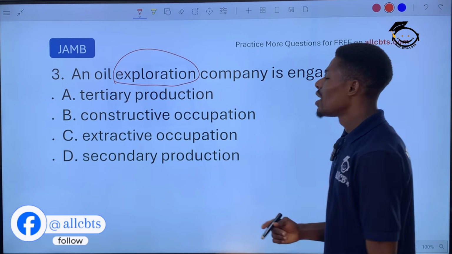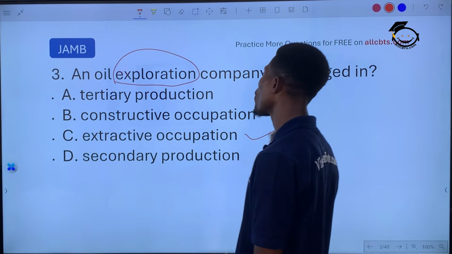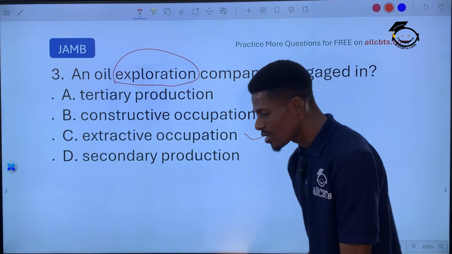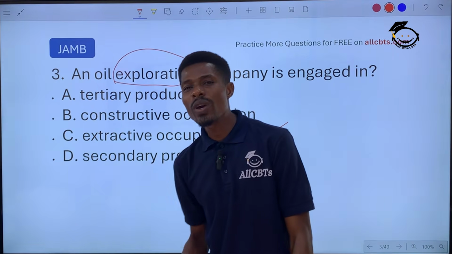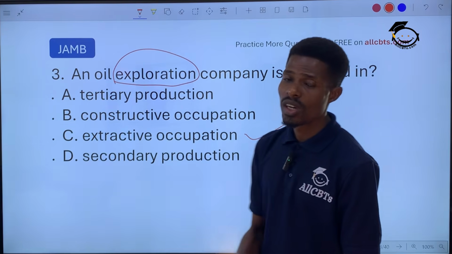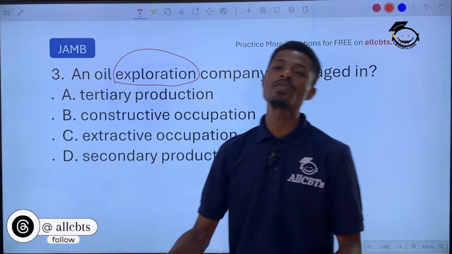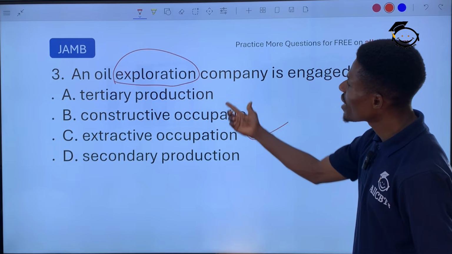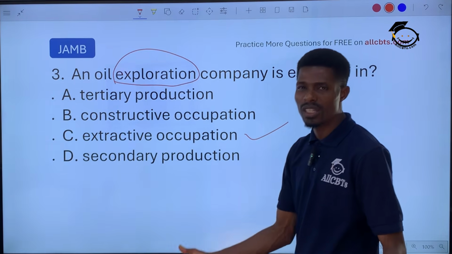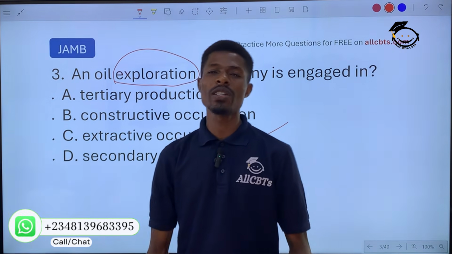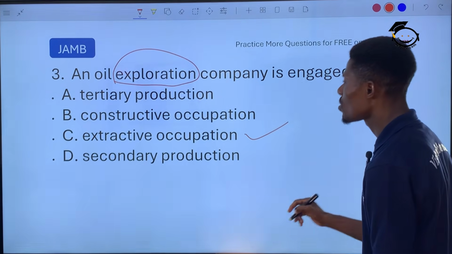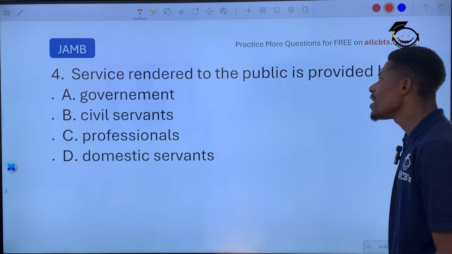Our answer will be what? Extractive occupation. Why? Exploration talks about to extract directly from nature. Secondary production takes what has been discovered, that is, takes raw materials and transforms them into finished products. Tertiary production talks about what? Services. Constructive occupation talks about building, taking raw materials, that is, building materials to build. And so our answer is what? Option C, extractive occupation. Let's go to number 4.